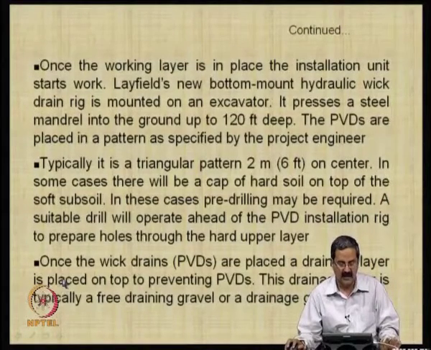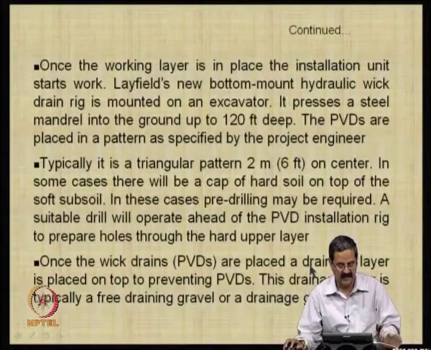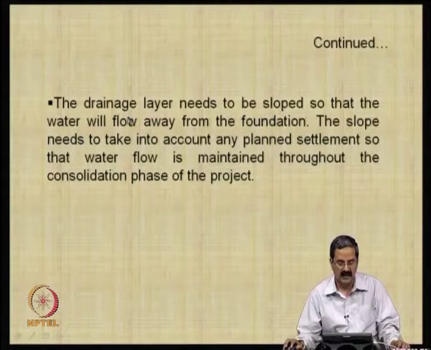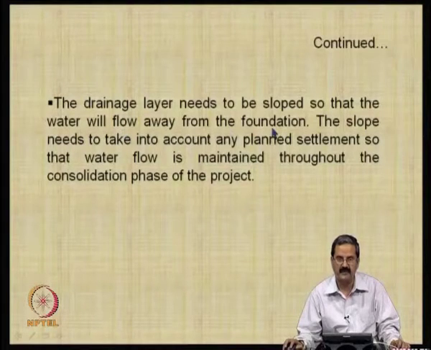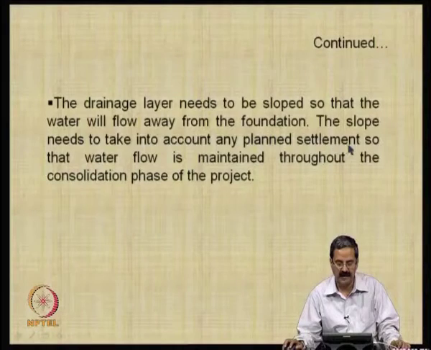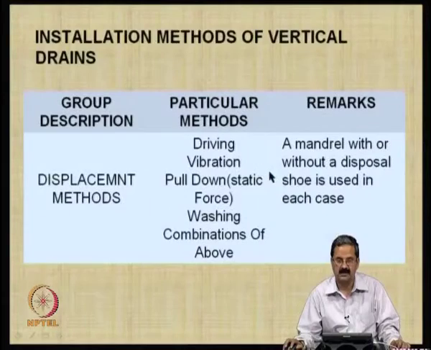Okay. Once the wick drains are placed above the drainage layer, a drainage layer is placed on top, like you need to connect all of them, and the drainage layer is typically a free draining layer or a drainage geosynthetic material. The drainage layer needs to be so sloped that the water will flow away from the foundation area, like that is very important. The slope needs to take into account any planned settlement so that the water flow is maintained throughout the consolidation phase of the project.